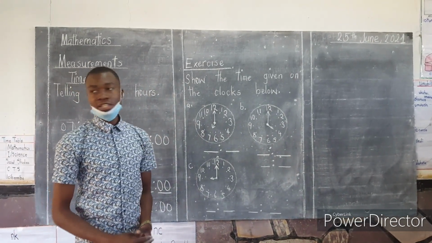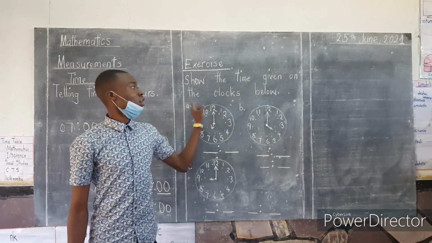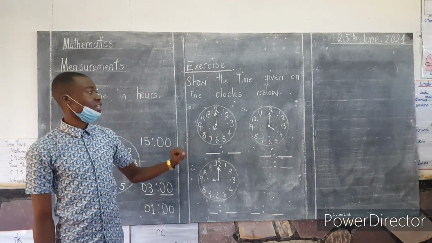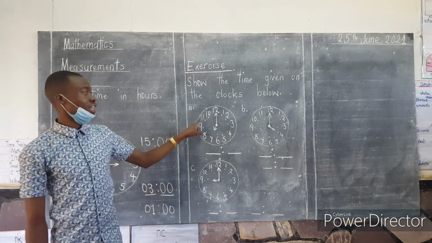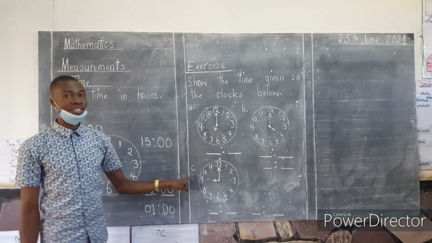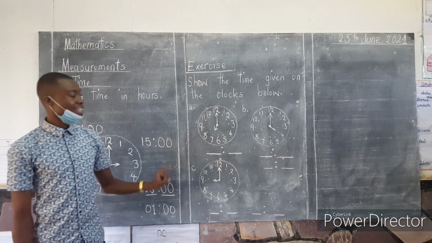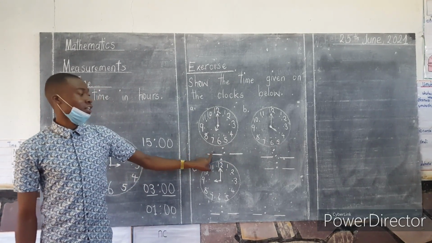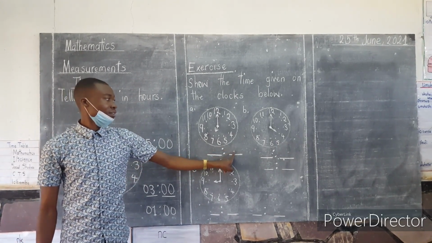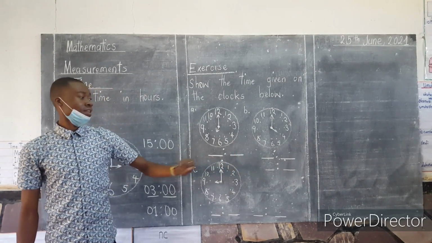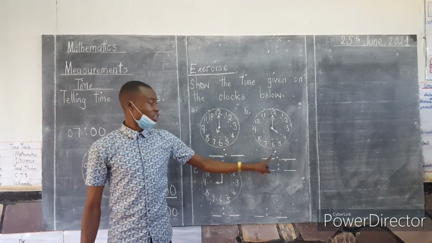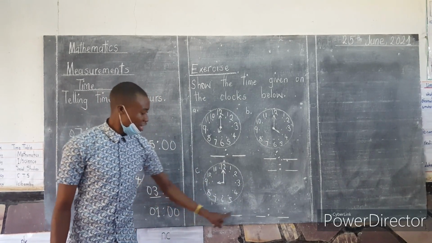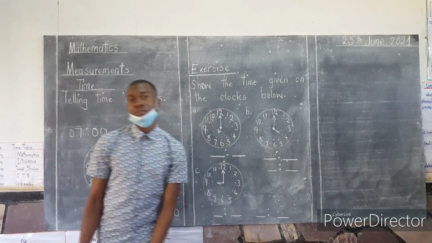Okay, so the instruction says, show the time given on the clocks below. So you're going to show the time that you're given on each clock. We have question A, question B, and question C. You're going to write the time on the dashes given. We are going to identify the hour here. You write it down, as well as the numbers that are supposed to be there. Even here, you show the time in the morning, then you show the time in the afternoon. Here, you show the time in the morning as well as in the afternoon.